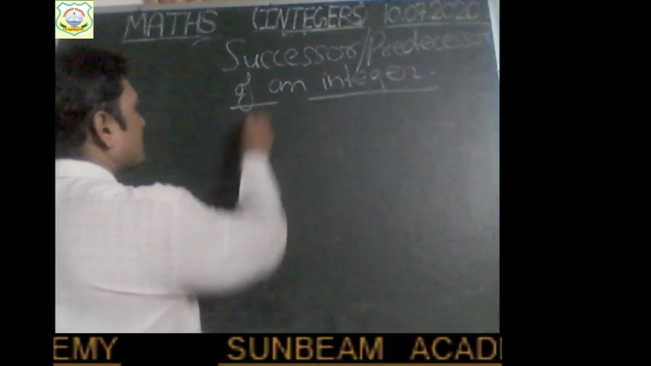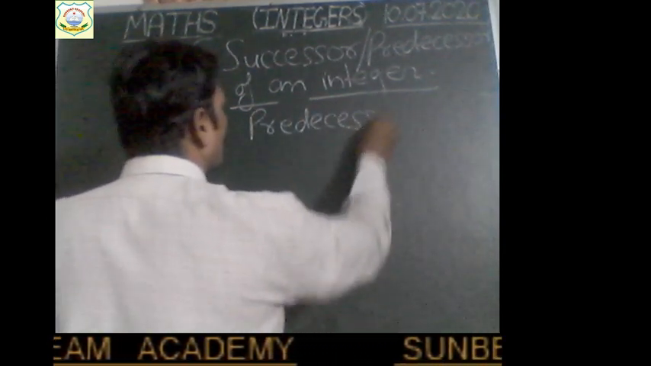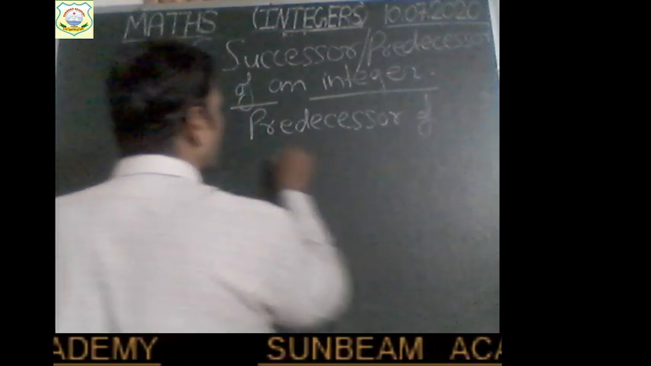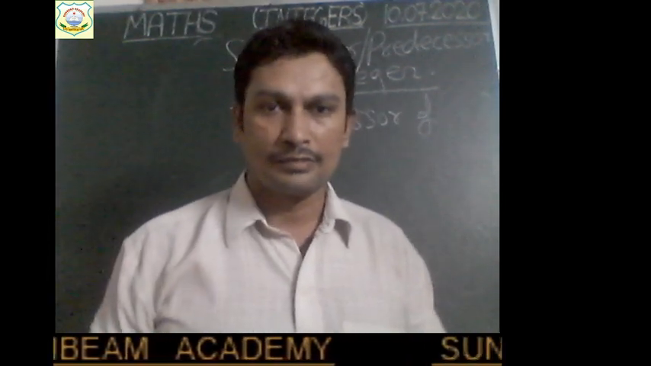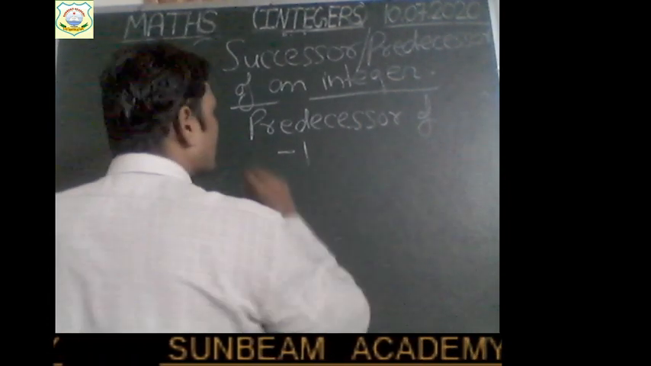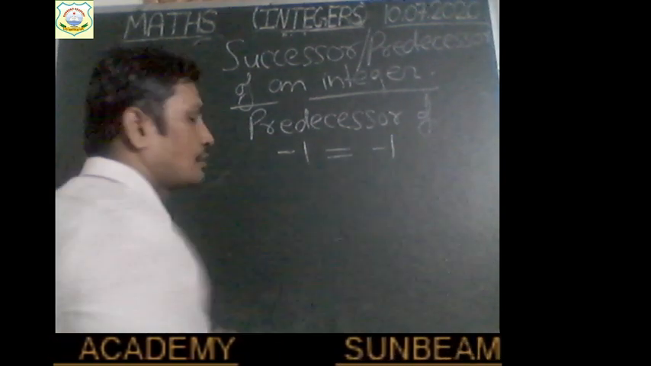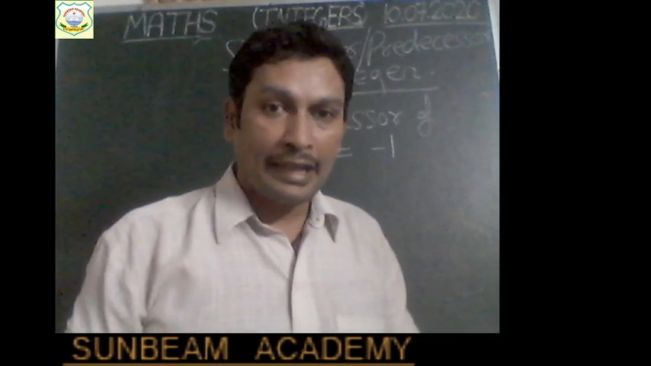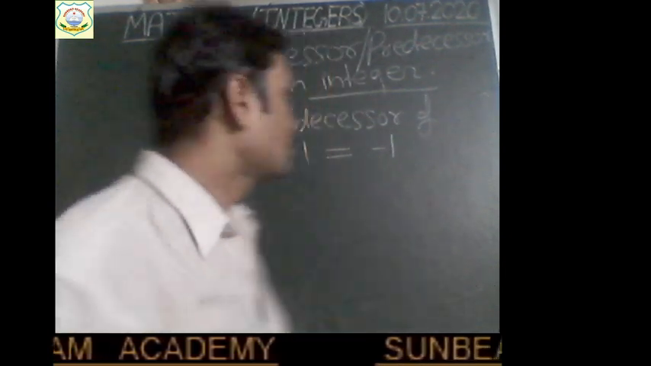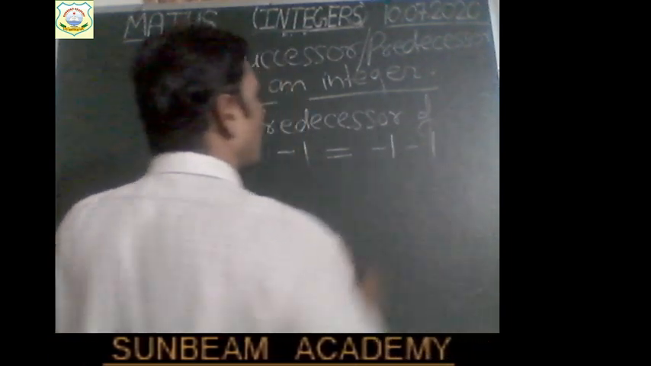Take one more example. If I ask you predecessor of minus 1, which is the predecessor of minus 1? So children, minus 1, to find the predecessor of minus 1, we will subtract 1 from the integer. So subtract 1 from here. So what we will get?